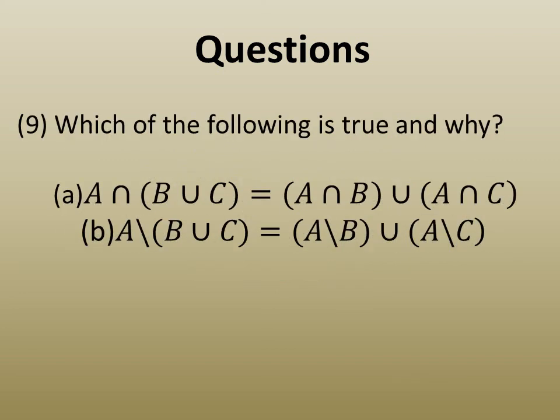Question 9. Which of the following is true and why? Part A. A intersected with the union of B with C is equal to the union of A intersected with B and A intersected with C. Part B. A slash the union of B with C is equal to the union of A slash B and A slash C.